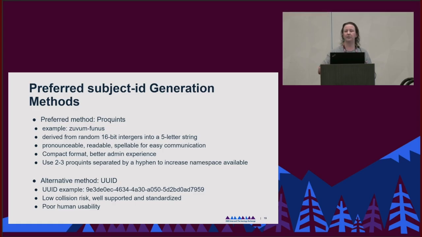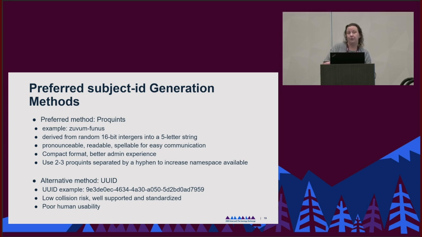So for instance, in a security incident, if you are trying to communicate with an admin about a username, instead of having a very long string, it's easy to communicate via phone, it's more compact to communicate even electronically or in email, and provides a better admin experience when you're looking through for identifiers in a user application.